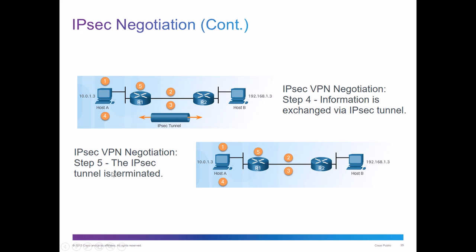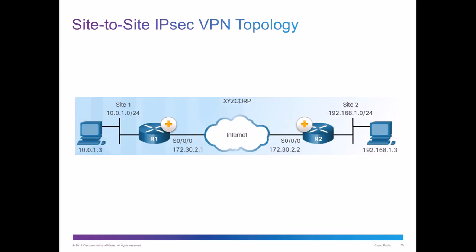And then when you're all done, the tunnel is terminated. It's not being used. All right, so those are the 5 steps and what happens. So here are the different topologies you need to know. When you are setting it up, by the way, you need to know the original LAN network and the destination, and you need to know the IP addresses on the serial ports that communicate. That's pretty much it, really.